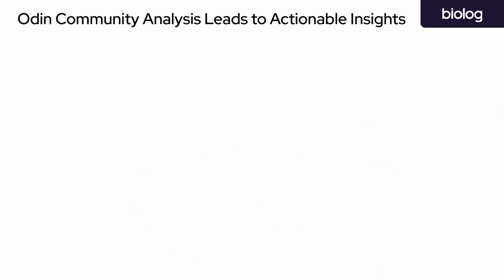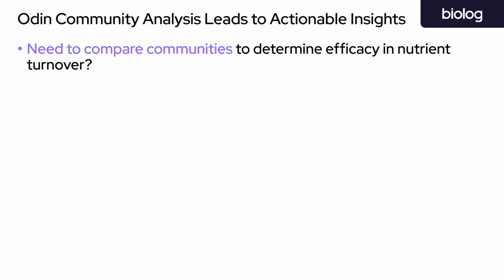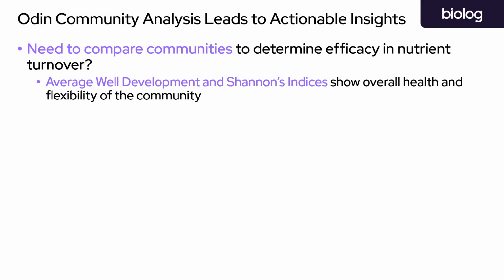I hope that this presentation has convinced you of the power of the Odin community analysis software in gaining actionable insights which can lead to impactful products. When considering which part of the community analysis toolkit to use for your application, ask yourselves these questions. Do you need to compare communities to determine efficacy in nutrient turnover? Consider the average well development and Shannon's indices, which can show the overall health and flexibility of your microbial community or isolates.